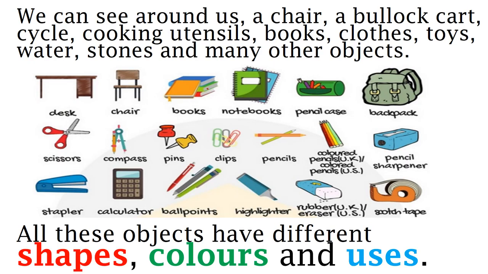We can see around us a chair, a bullock cart, a cycle, cooking utensils, books, clothes, toys, water, stones, and many other objects. All these objects have different shapes, colors, and uses. In this picture above, you can find some of the common items that you can see around you.